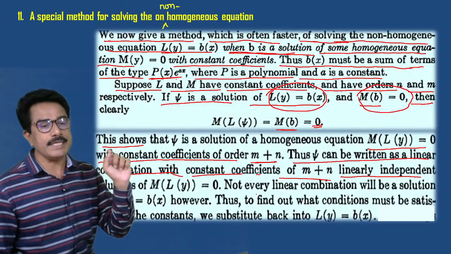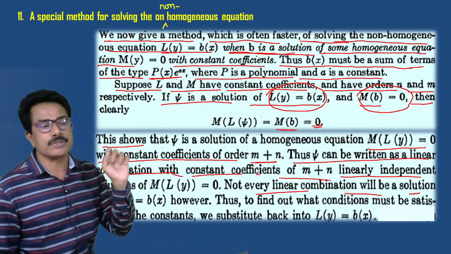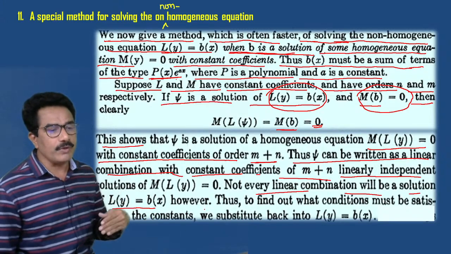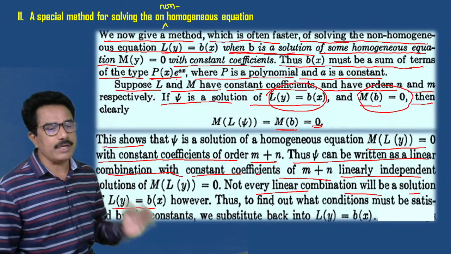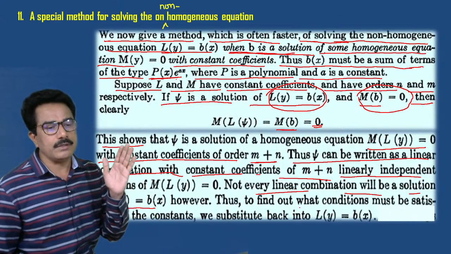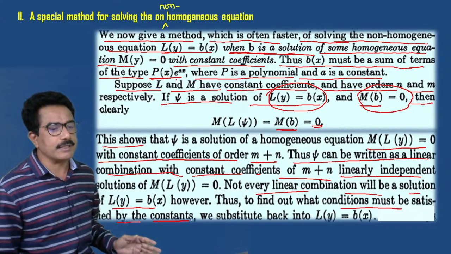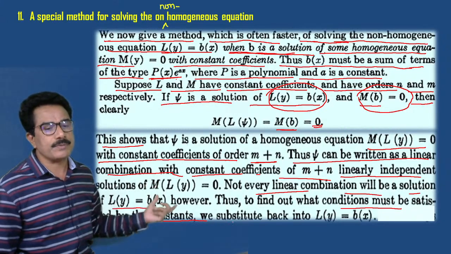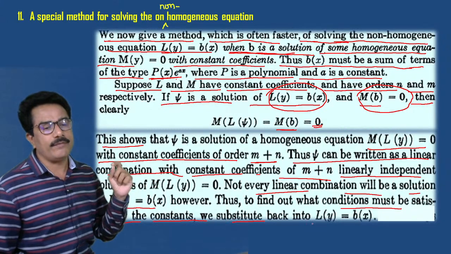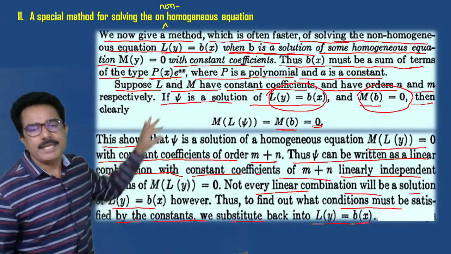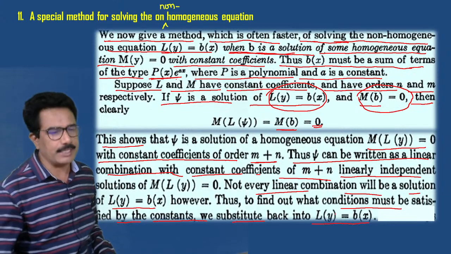Not every linear combination will be a solution of L of y is equal to b of x. Thus, to find out what condition must be satisfied by the constants, we substitute back L of y which is equal to b of x. Okay, this is the general theory, which you already know.